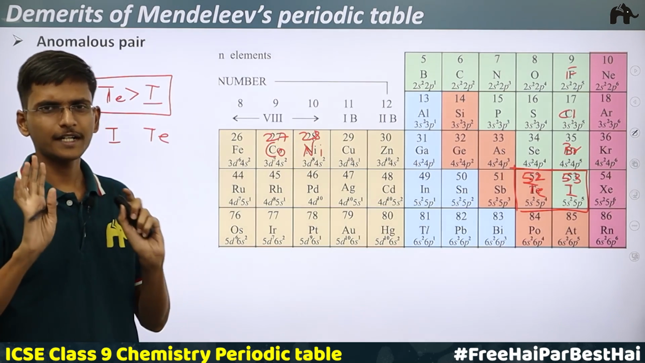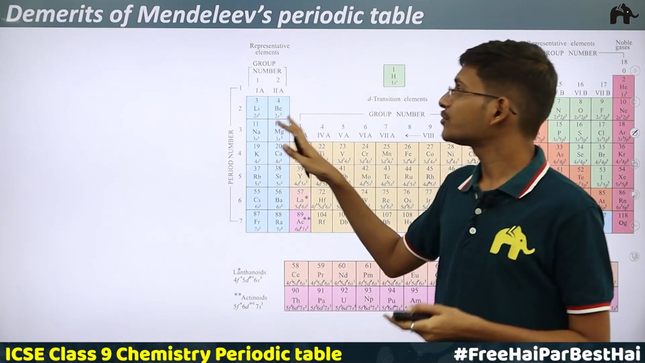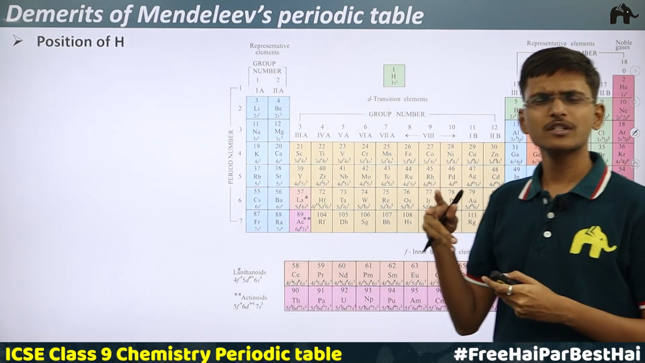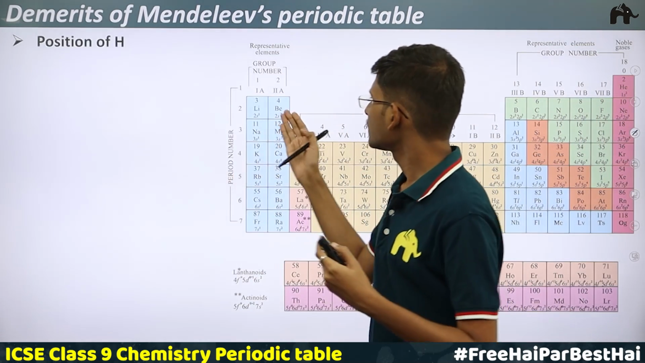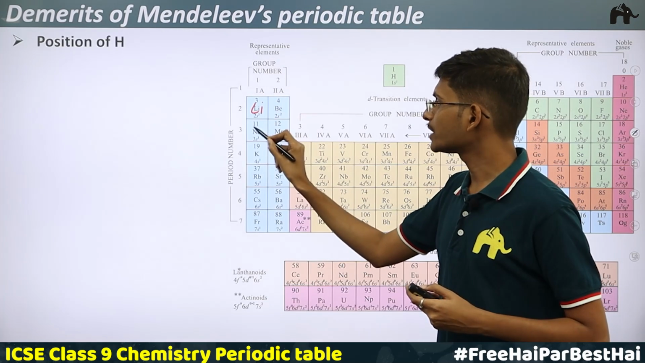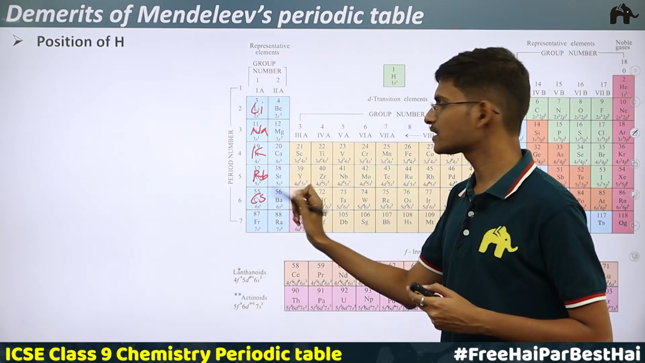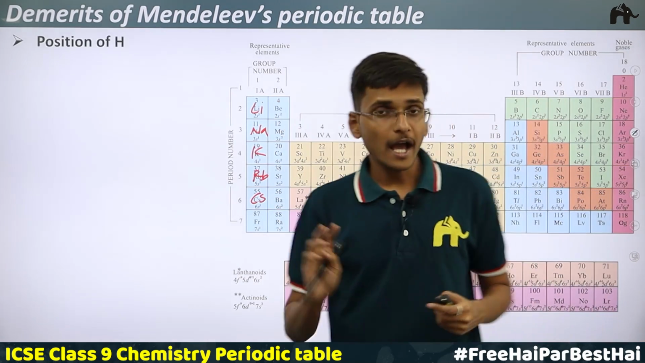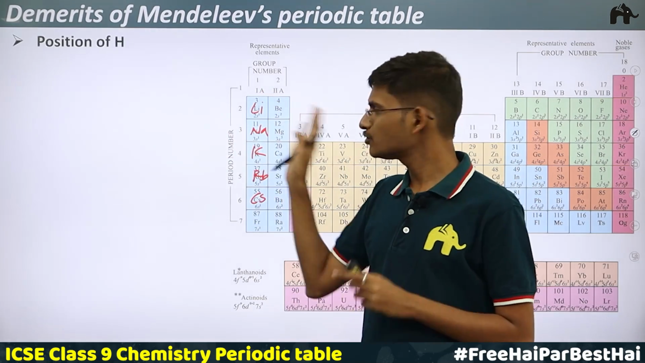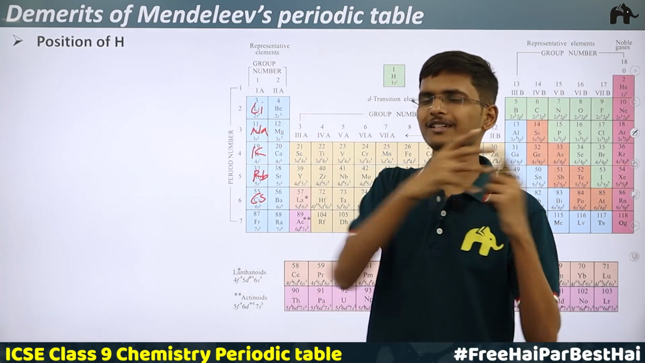Clear? Got the idea? Now, moving ahead, the next demerit of Mendeleev's periodic table was also eradicated, that is the position of hydrogen. We know that hydrogen resembles the so-called alkali metals, which are group 1: lithium, sodium, potassium, rubidium, cesium. Don't worry about the group names; just remember that these are the alkali metals. You would get a better understanding in a few minutes.